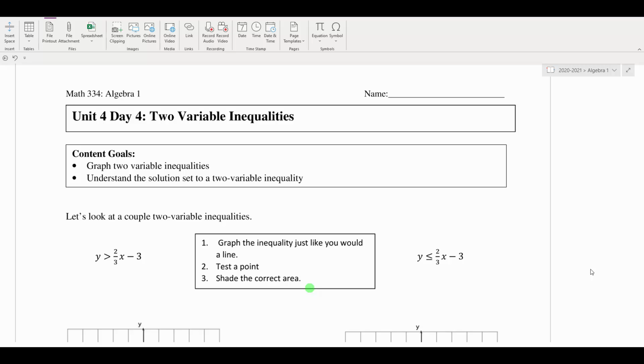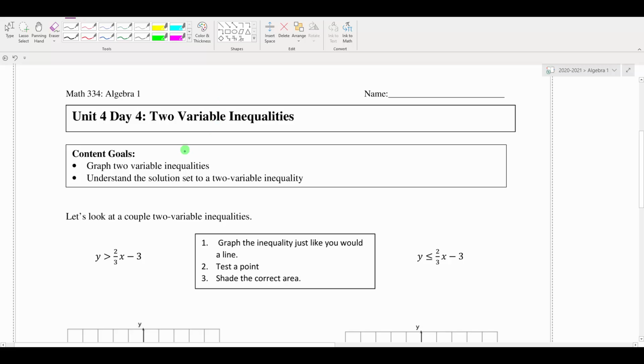Hello, welcome to Unit 4, Day 4. Today we're going to be talking about two variable inequalities. So up to this point we've seen inequalities that have one variable, like x or something like that in it. Today we're going to be talking about two variable inequalities. They might have an x and a y. And we want to learn how to graph these things and understand where the solution set to a two variable inequality is. So we want to understand what that solution set is and how to find it.